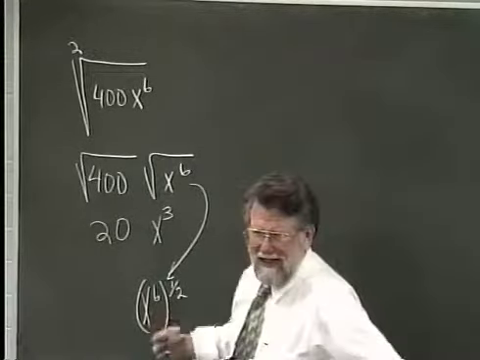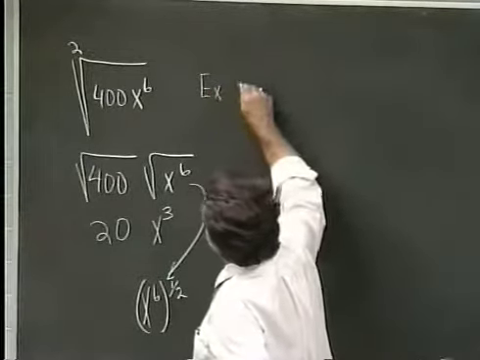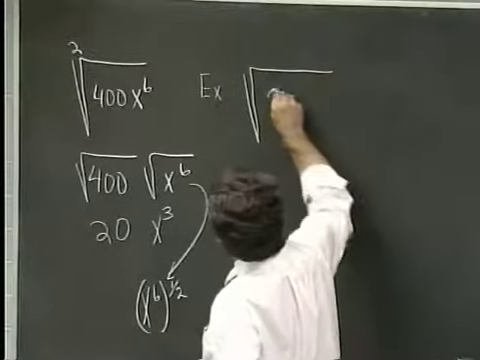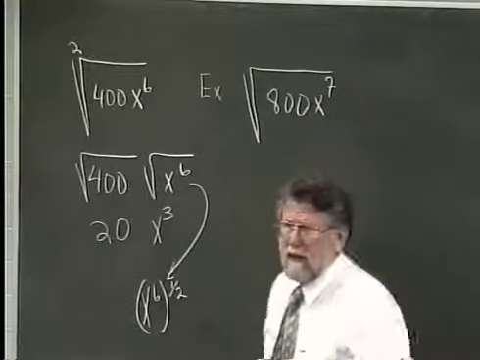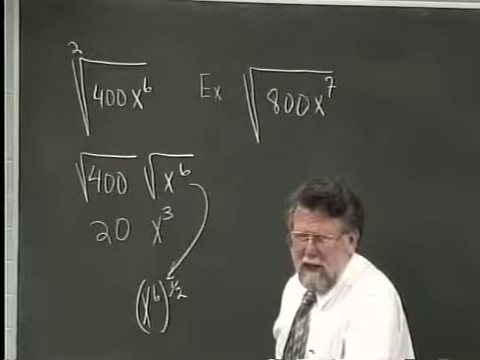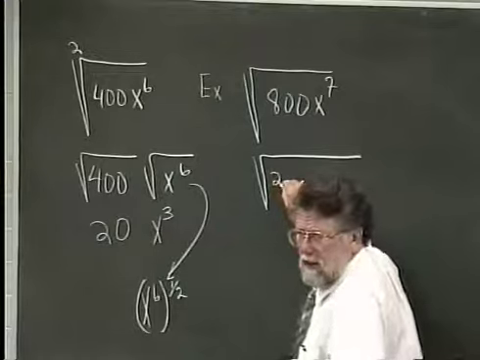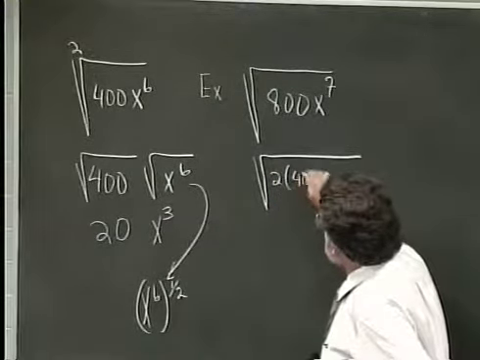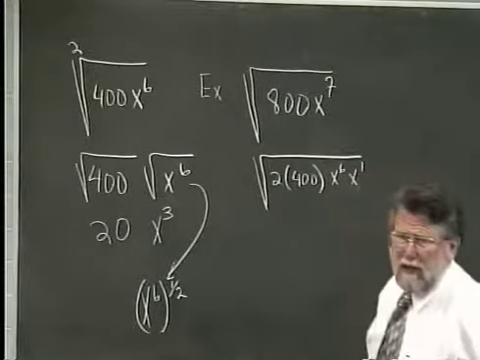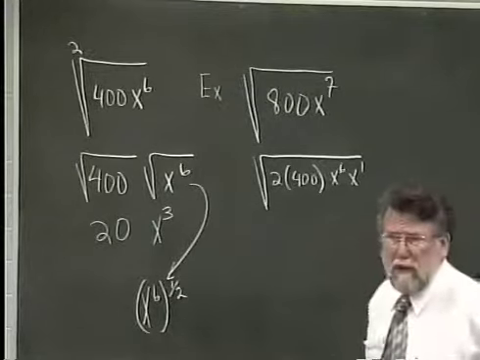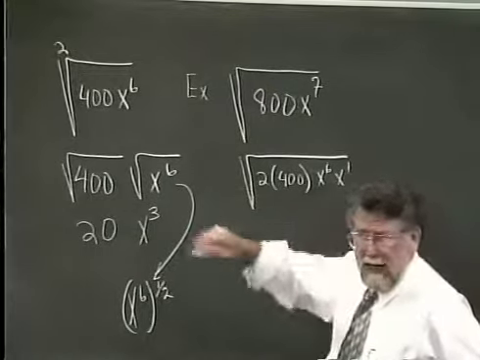If I just did a slight tweaking of this and said, for example, that I had the square root of 800 x to the 7th, then what you would want to see is breaking that up as 2 times 400 times x to the 6th times x to the 1st. And so what you're trying to do is factor it into perfect squares. Now that's a much more difficult problem than the one we had.